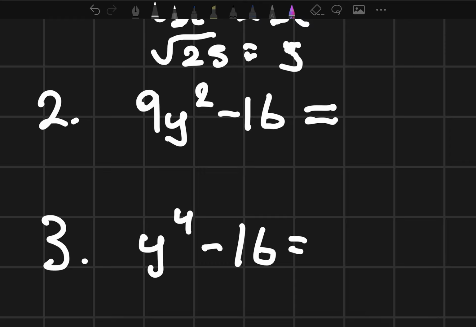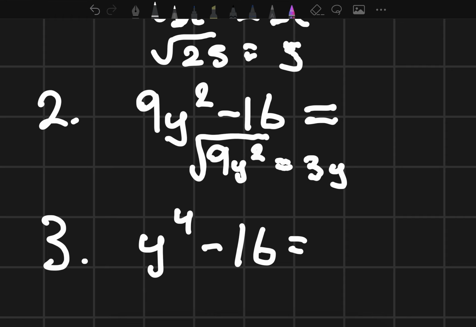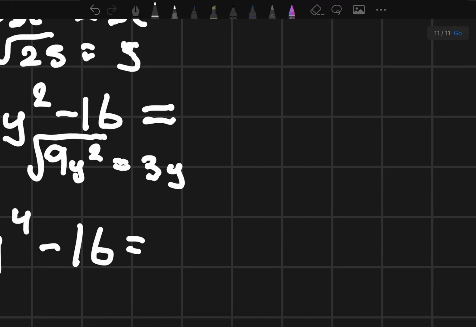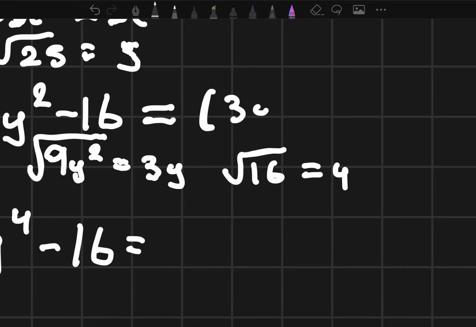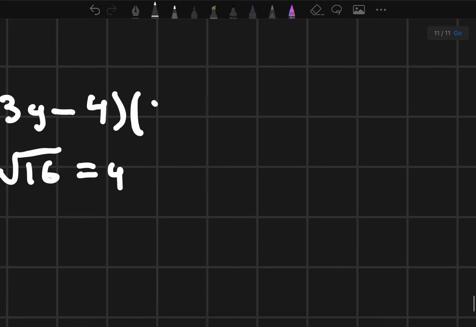For the second one, we have 9y squared minus 16. So 9y squared, we square root that, you will get 3y because the square root of 9 is 3, and the square root of y squared is just y. And then if you square root 16, that is just 4. So that means the answer will be 3y minus 4 multiplied by 3y plus 4.